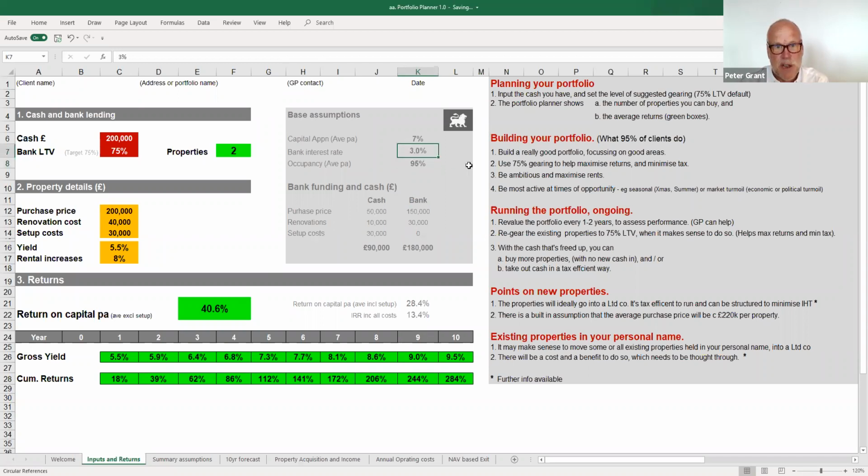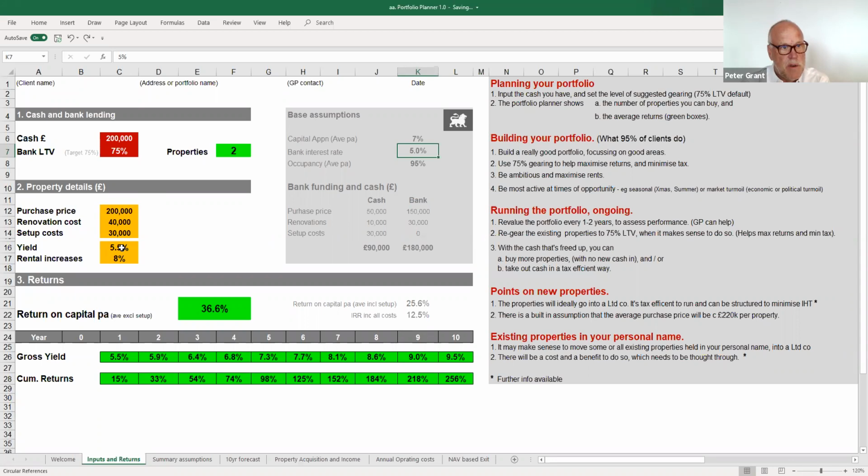the LTV drive it. So if we increase the interest rate from 5% to 7%, then likewise, it doesn't bring it down by such a great margin. So again, we'll put it back to the 5%, which is more likely. So interest rates are not the major driver in terms of your returns, and LTVs definitely are.